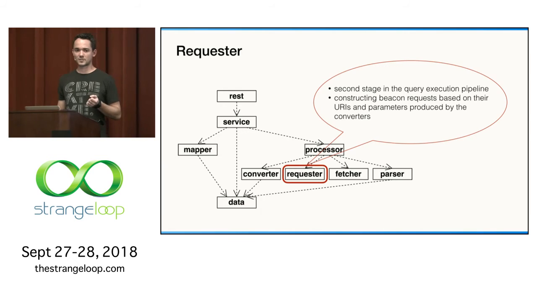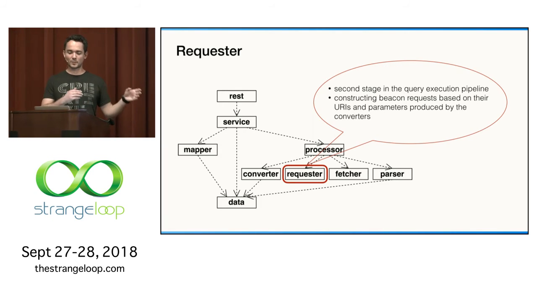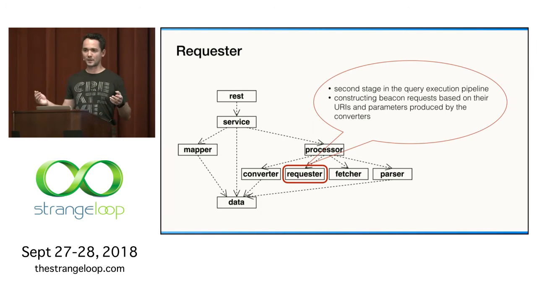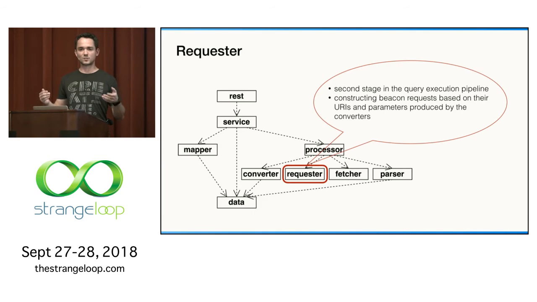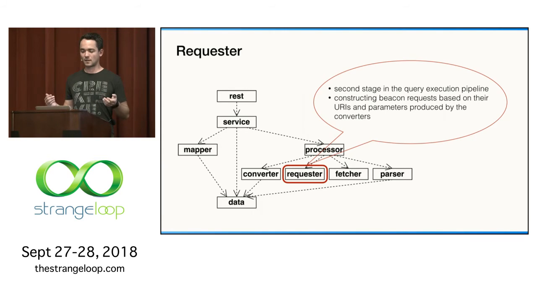The second stage is the requester. The requester takes the parameters from the converter, it takes the URL, and it constructs a request that needs to be sent to a particular beacon. And we have 11 requesters, again, implemented as CDI beans.